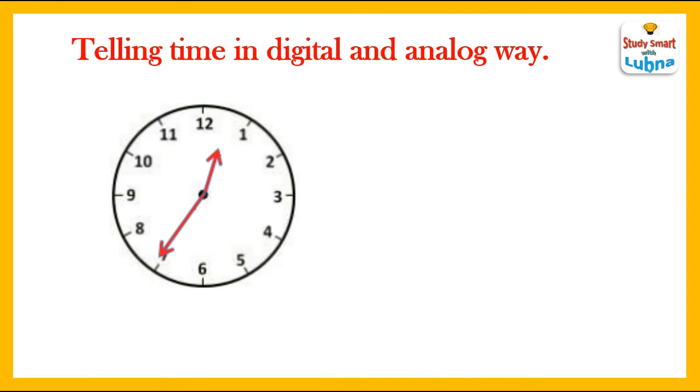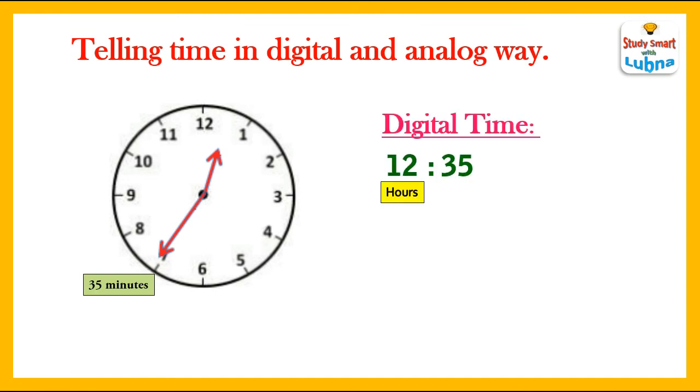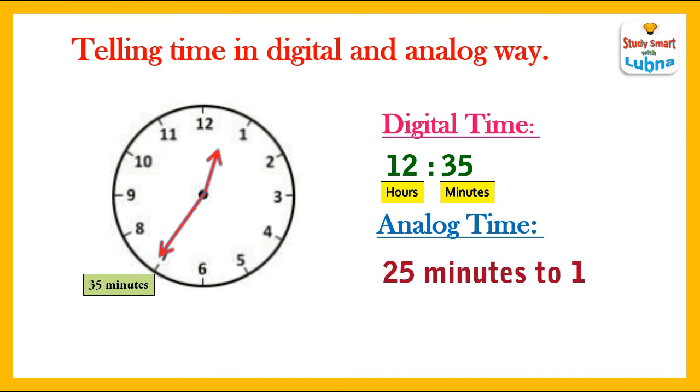In this clock you can see that the hour hand is slightly above 12, means the time is 12 hours, and the minute hand is at 7, that means 35 minutes. So the digital time is 12 hours and 35 minutes, and the analog time is 25 minutes to 1.